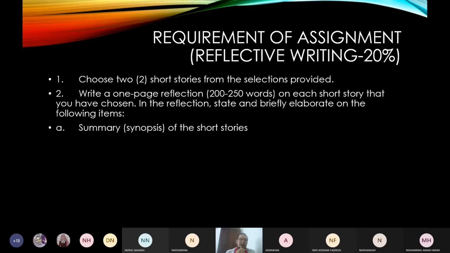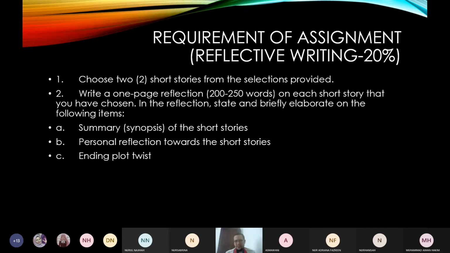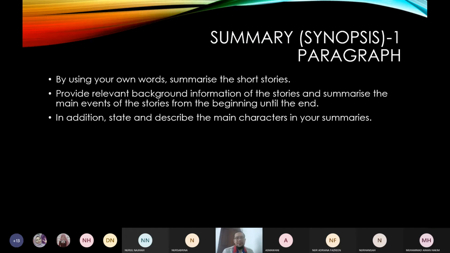Alright, on each short story that you have chosen, in the reflection you have to state and briefly elaborate on the following items. Alright, you have to summarize, you have to write your personal reflection, and you have to plot twist. You have to twist the plot at the end of the short story. So 3 benda ni you rangkumkan sekali, 3 paragraf lah maksudnya, dalam lebih kurang 200 patah perkataan ataupun paling banyak pun 250. Ni untuk 1 short story lah. So you buat yang berbeza lah.